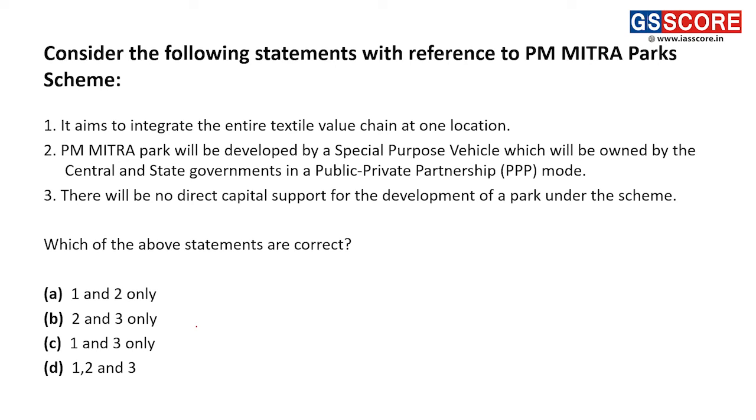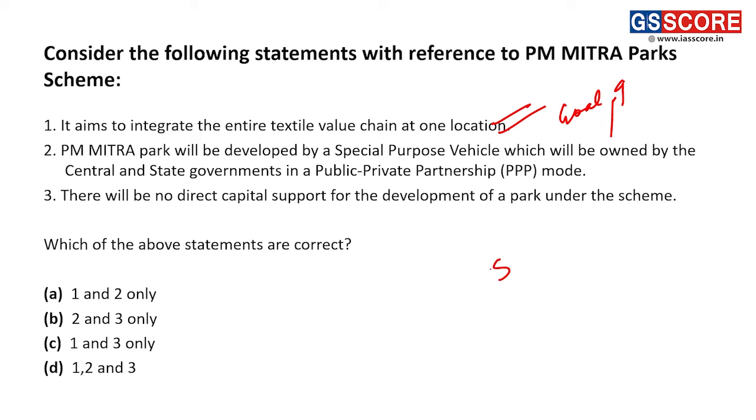Consider the following statements with reference to the PM Mitra Parks scheme. Again, a scheme in focus. It aims to integrate the entire textile value chain at one location. Well, that is correct. The PM Mitra Park scheme is basically in line with the United Nations Sustainable Development Goal 9: building resilient infrastructure, promote sustainable industrialization, foster innovation.